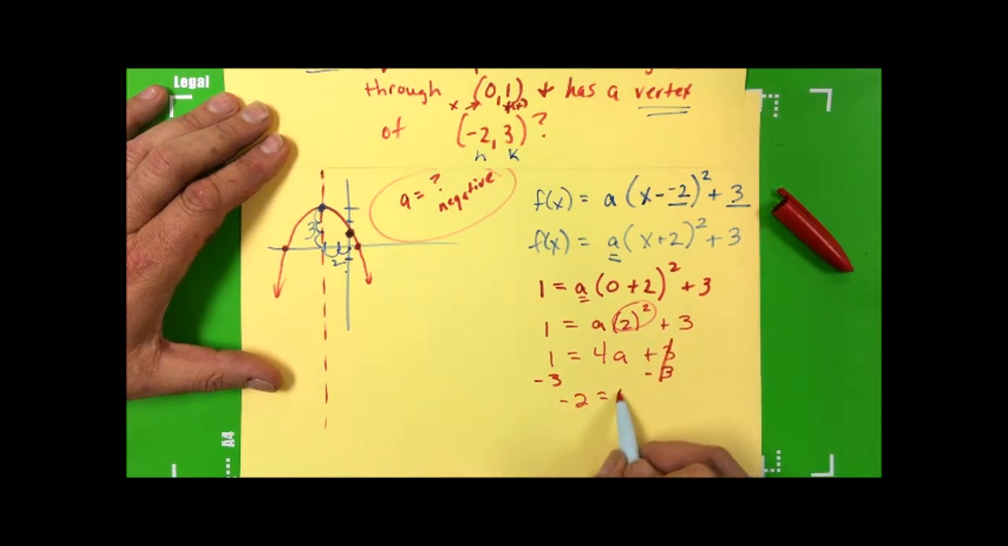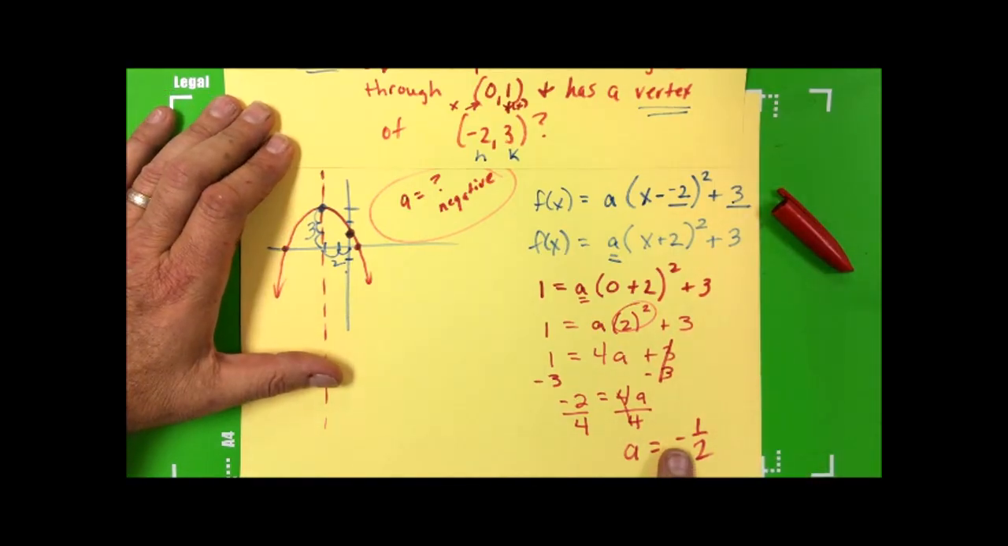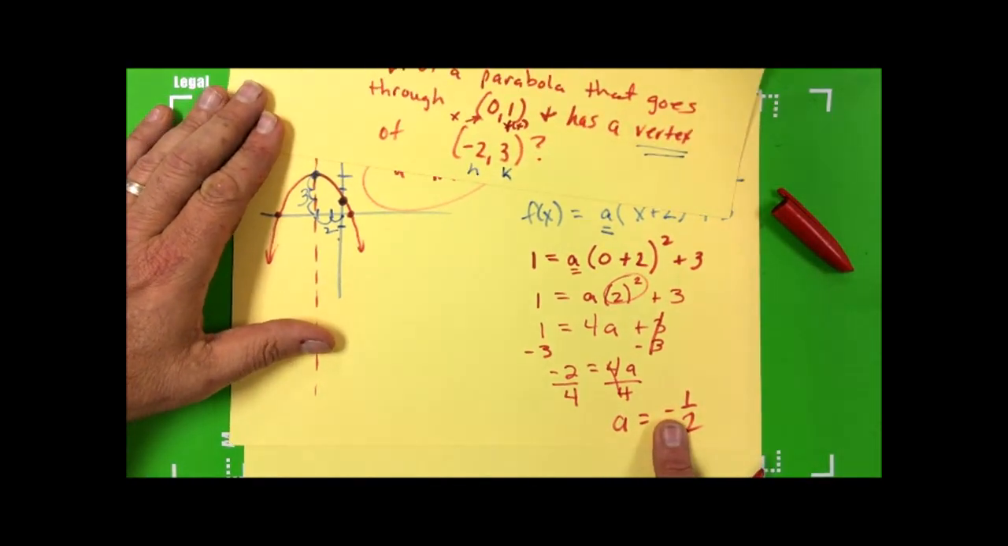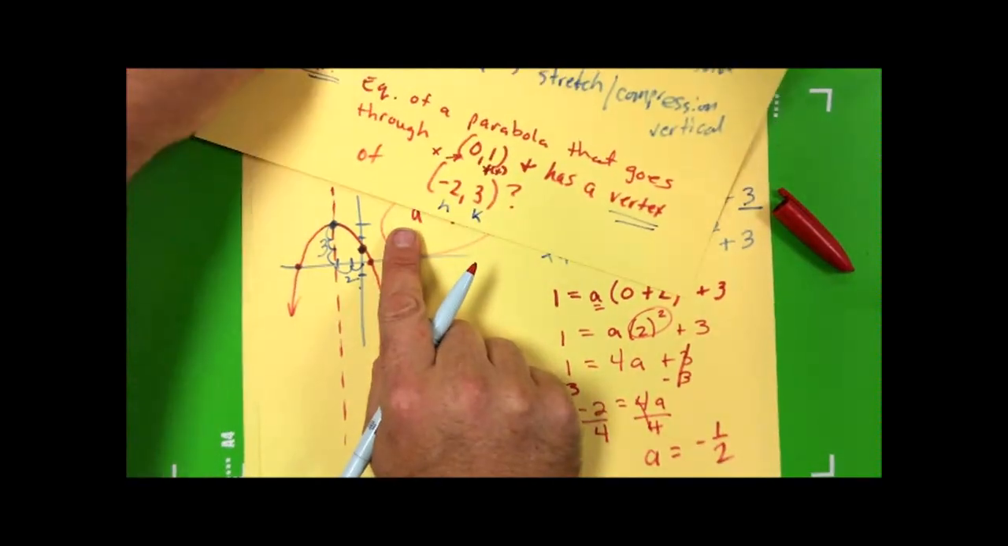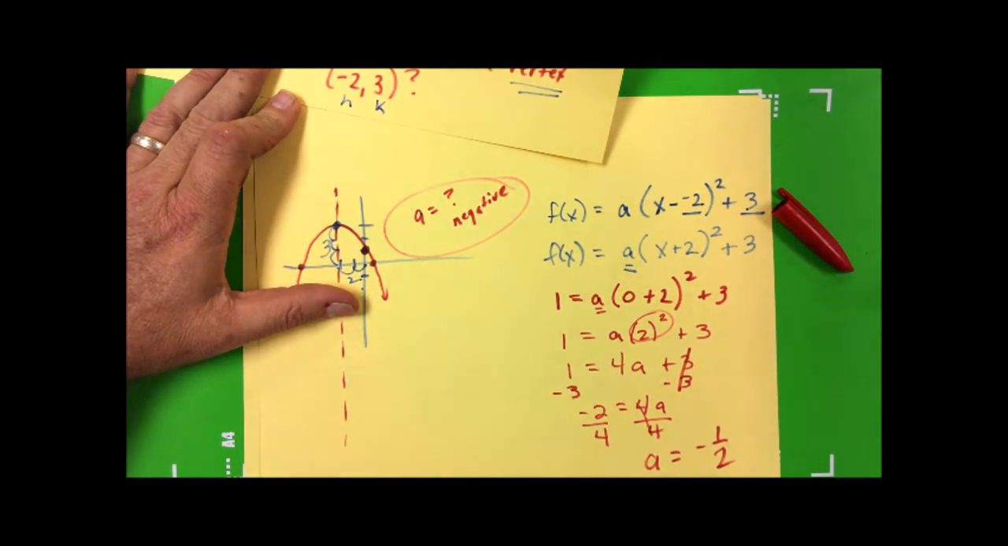-2 equals 4A divided by 4 divided by 4. So what is A in that scenario? It is -1/2. And what did we say about A? A had to be negative, which matches our projections. It matches our anticipation of that, doesn't it?